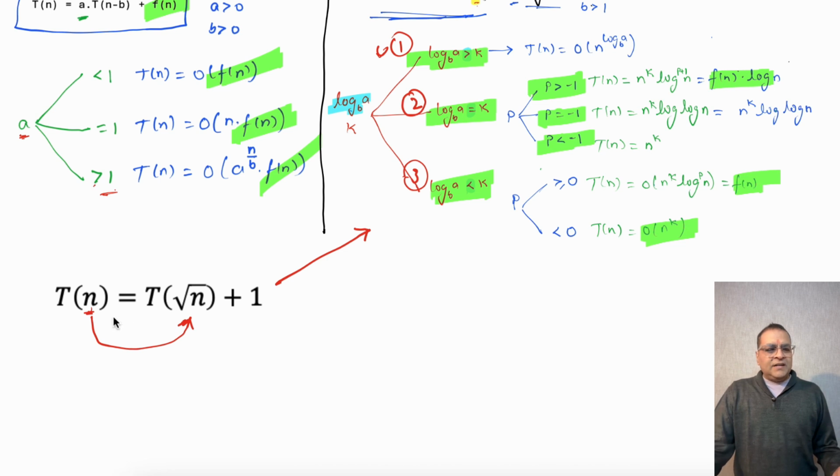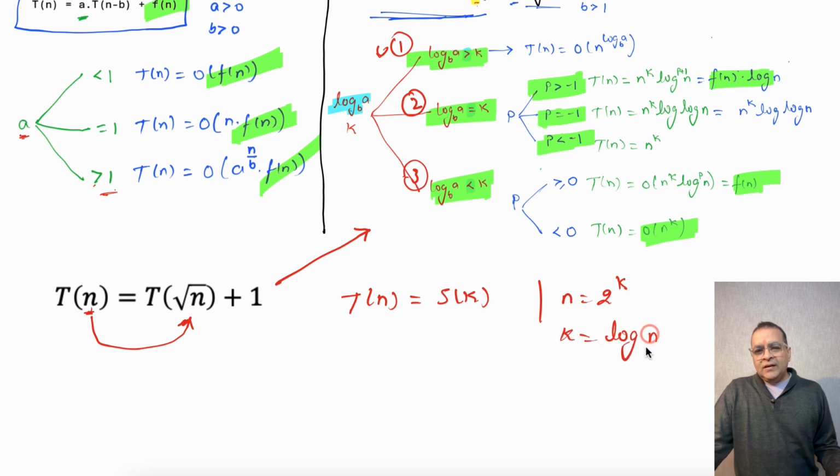We change the function Tn. Let us assume that T of n is equal to S of k, such that n is equal to 2 raised to the power k, or k is equal to log of n to the base 2.